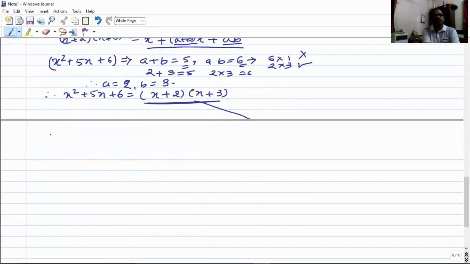Okay, so consider one more example having some different signs. Let us see the second example for such type of factorization. Let it be x square minus 7x plus 12. So what will be in this case? How to factorize such example? How to factorize such algebraic expressions?